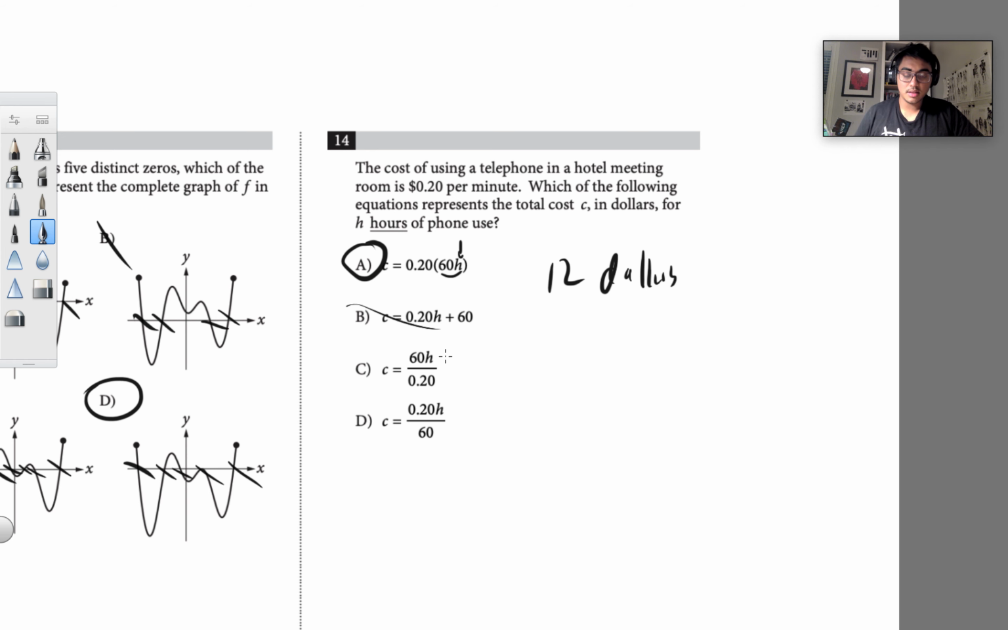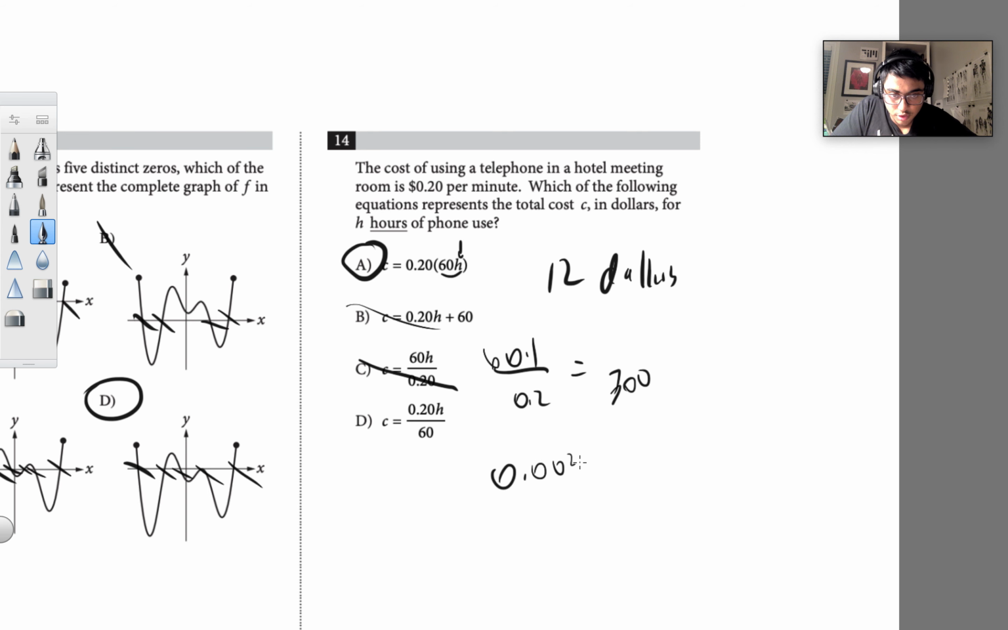Let's try it for C. 60 divided by 0.2 is equal to 300. This would charge you $300, so this is a scam. And then 0.2 times 1 divided by 60 is equal to 0.003, so barely charges you anything. That would be nice, but that's not it. So it has to be 14.